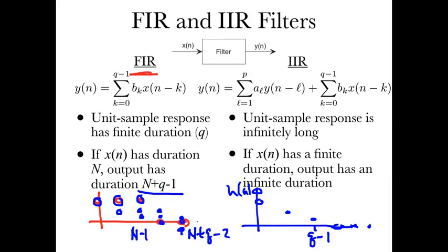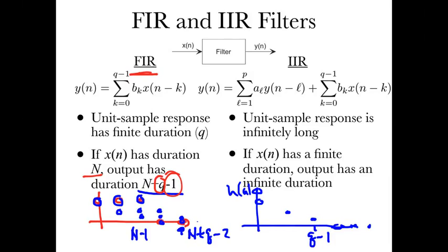Duration of the output equals the duration of the input plus the duration of the unit sample response, minus 1. So there's a little minus 1 here. It's sort of a bookkeeping kind of thing, but it's important to get this down, as you're going to see when we talk about this later.